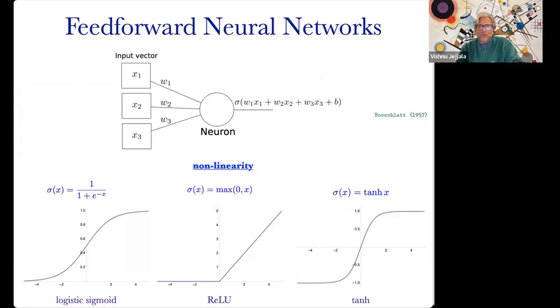So feed-forward neural networks have a very long history. They date back to Rosenblatt in 1957. He was a researcher at the Cornell Aeronautics Laboratory, the Naval Research Lab in the United States, and he developed what's called a perceptron model.